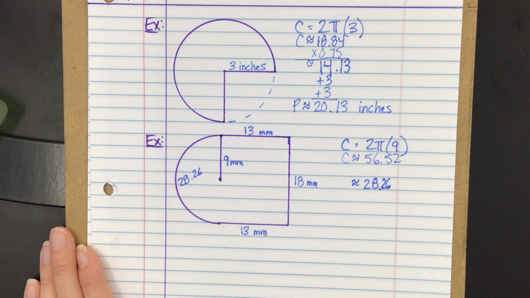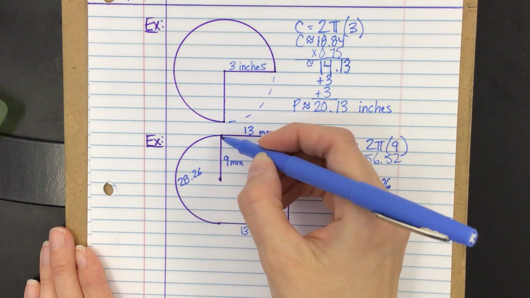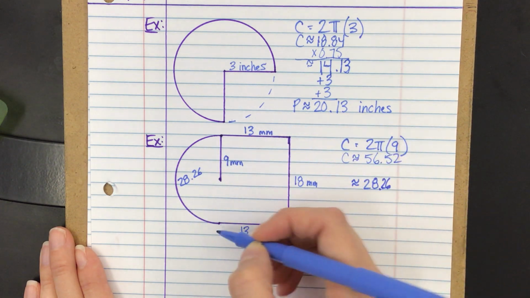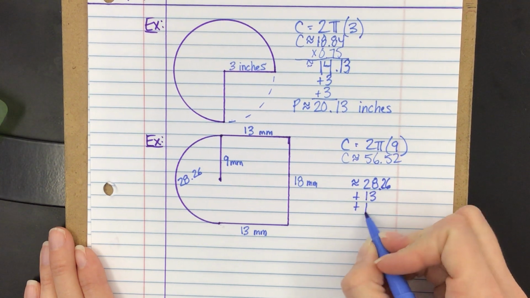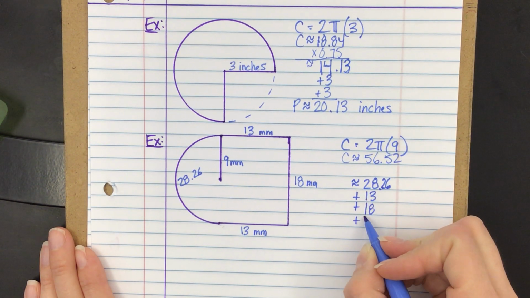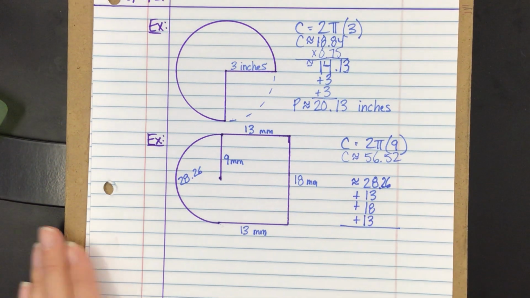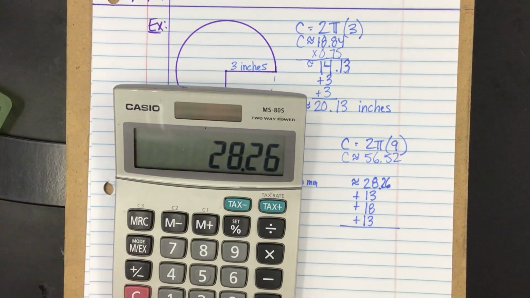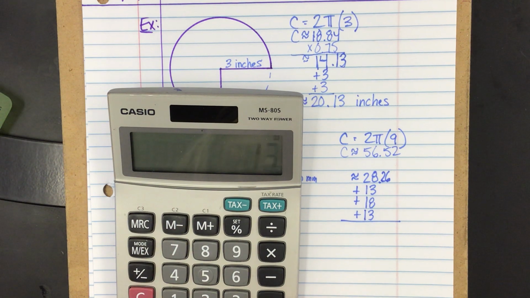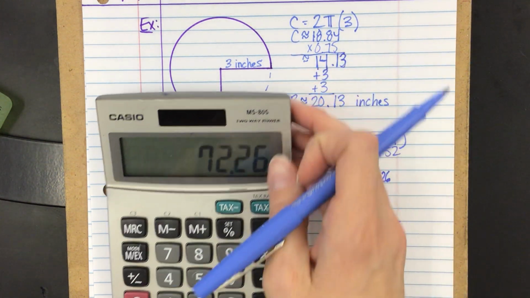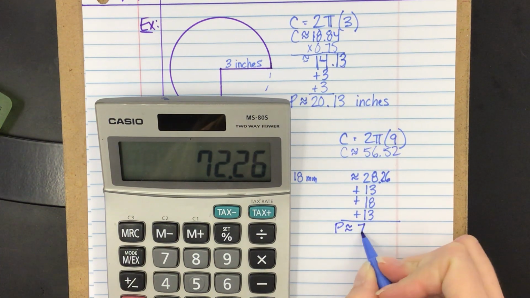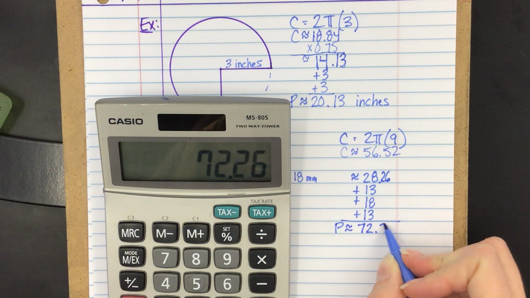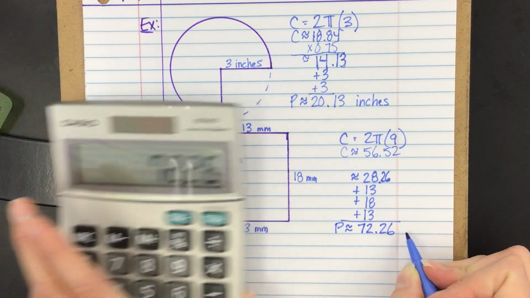Now all I have to do is add those up. So I have this plus 13 plus 18 plus 13. So that means I'm getting a perimeter that is approximately 72 26/100ths millimeters.